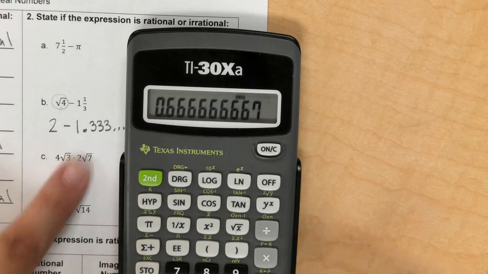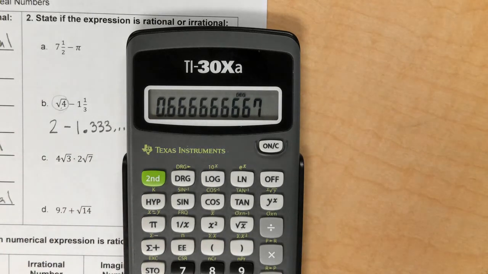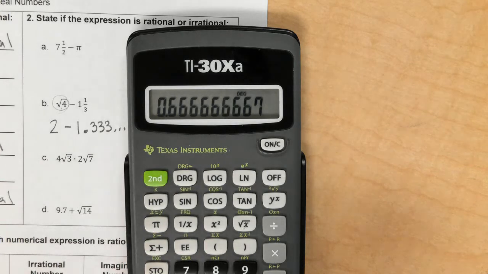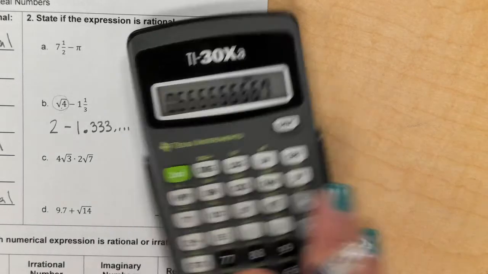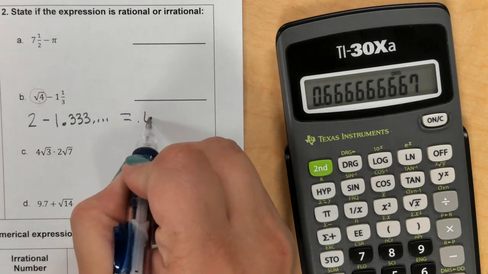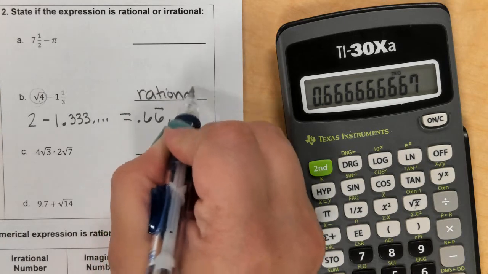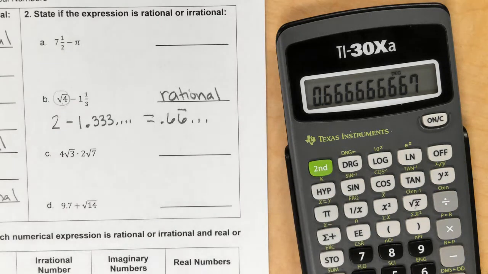So hit equals, and look, it's 0.6 repeating, right? If it's repeating, it's rational with an R. But how come there's a 7 at the end? Well, it will probably be... It rounded up. It rounds up. It's because it has to round. Oh, yeah. It would, yeah. Okay, so that would be 0.6 repeating, which became rational.